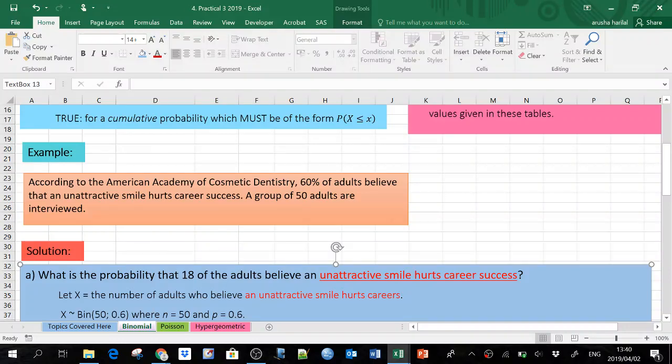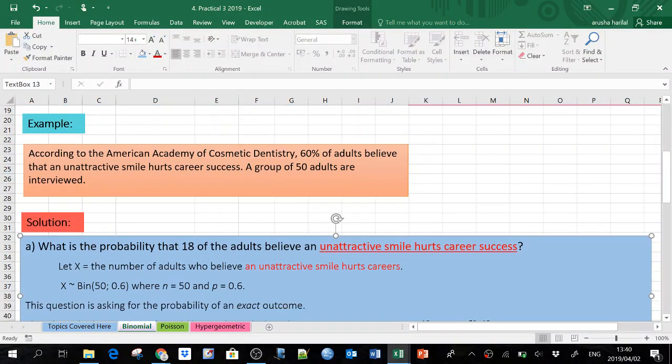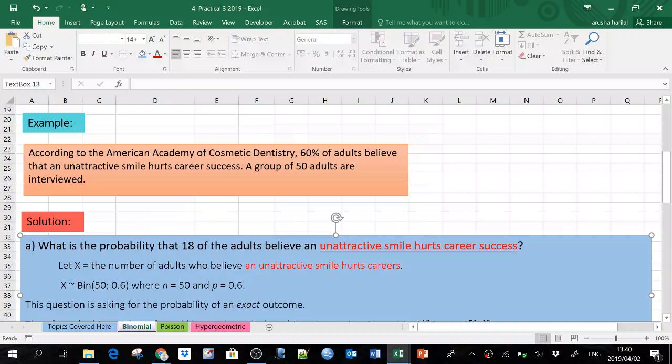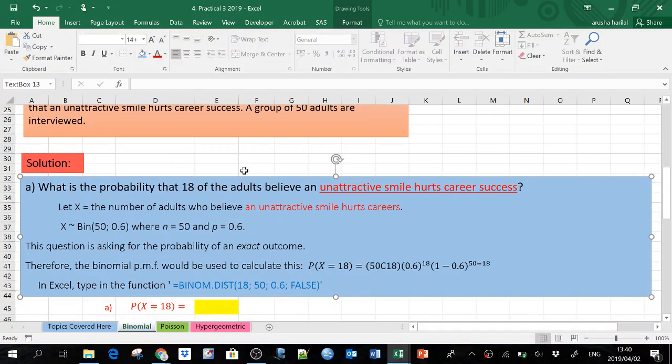Then we are also given a group of n adults. N adults, there's your sample size. So n and p have been given to us, where p represents the probability of some success. So clearly, this is a binomial distribution. If you go through all your 4 or 5 properties, you will see that all have been satisfied. So we start off by defining the random variable. And this is very important as you proceed.